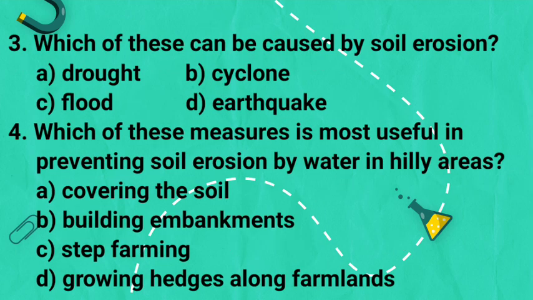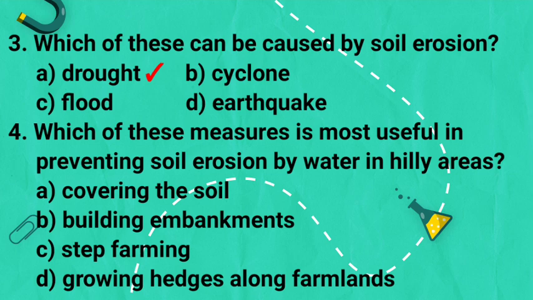3. Which of these can be caused by soil erosion? A. Drought. B. Cyclone. C. Flood. D. Earthquake. Answer is A. Drought.